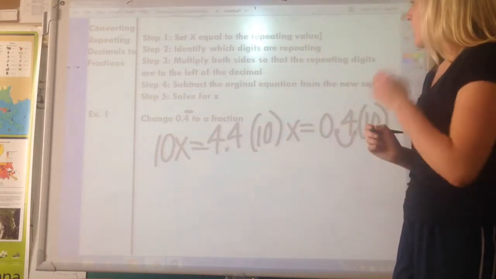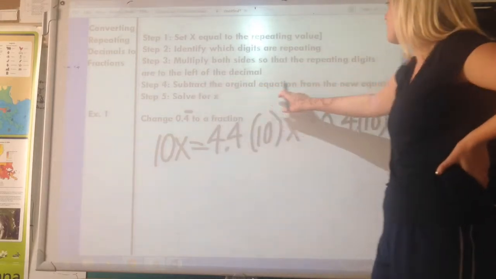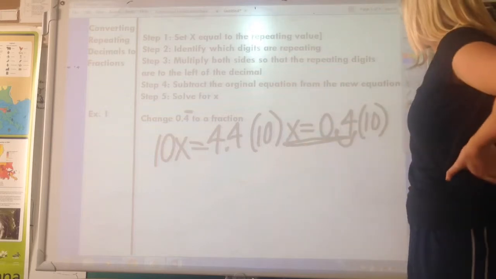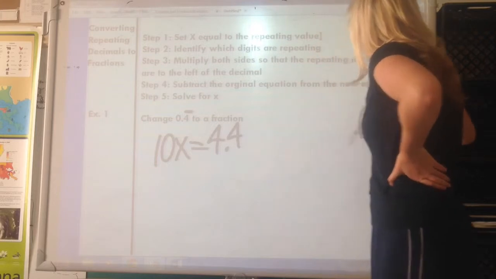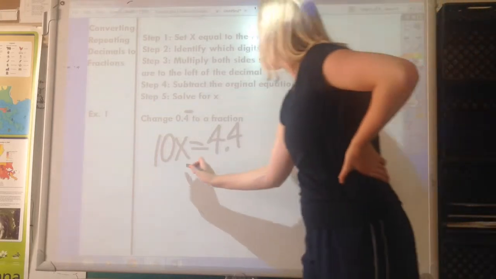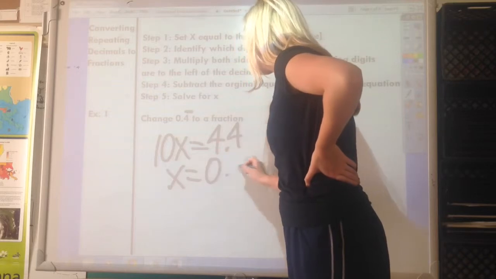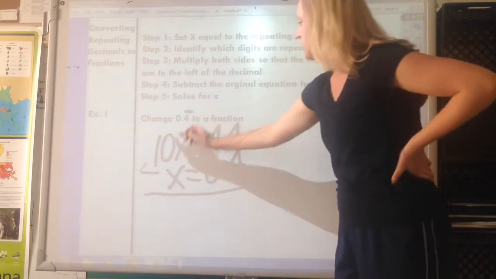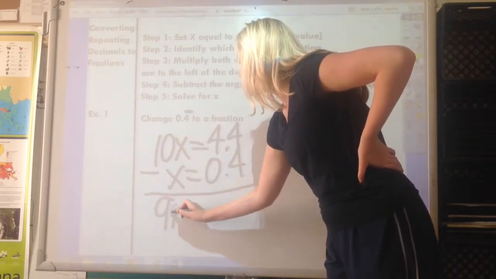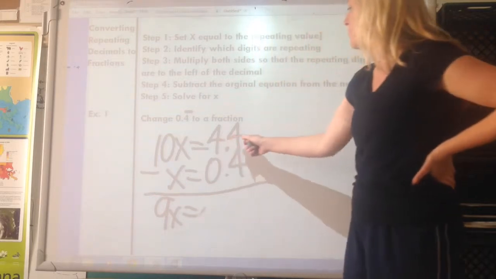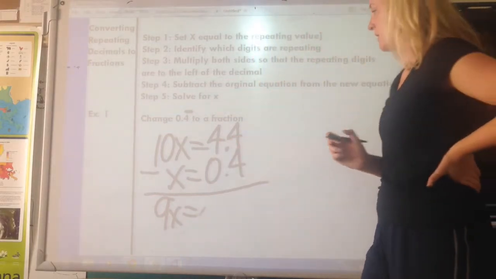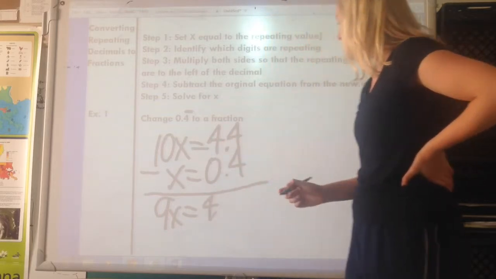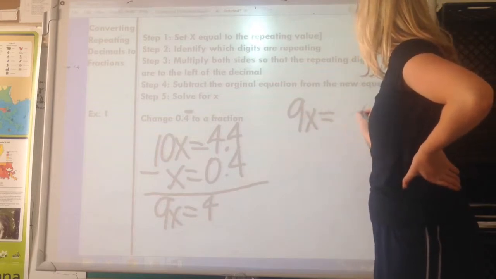All right, my next step is to subtract the original equation, which was x equals 0.4 repeating, from the new equation. So let's go ahead and do that. Remember, x equals 0.4 repeating was my original equation. Then all I do is subtract down. 10x minus x equals 9x. 4.4 minus 0.4 just leaves me with 4, because 4 minus 4 is 0, 4 minus 0 is 4. So I'm left with 9x equals 4.